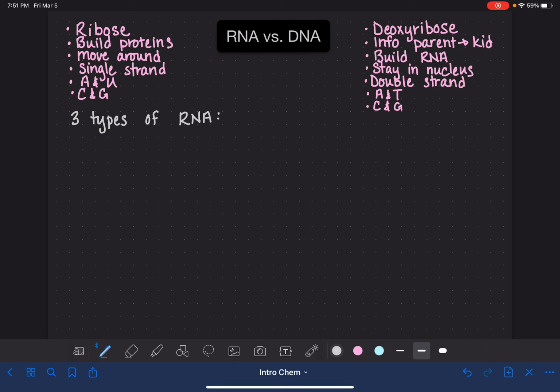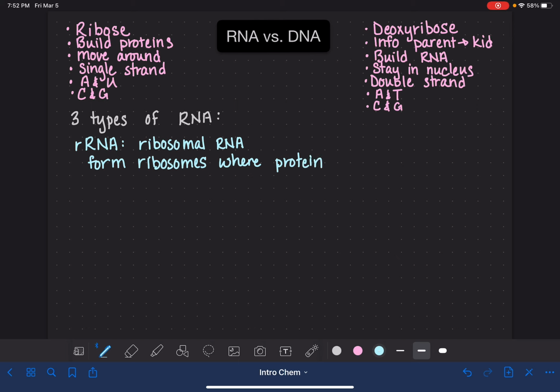The most common type of RNA is called rRNA. That first r is lowercase. This stands for ribosomal RNA. And inside our body, most of the RNA is rRNA or ribosomal RNA. Ribosomal RNA's job is to form ribosomes, which are the factories where proteins are synthesized. Protein synthesis is a huge job of RNA.